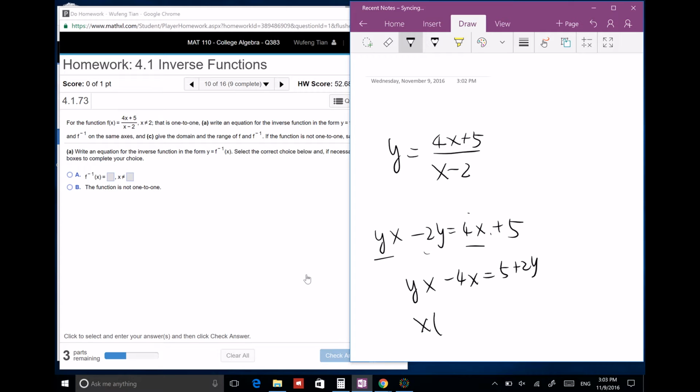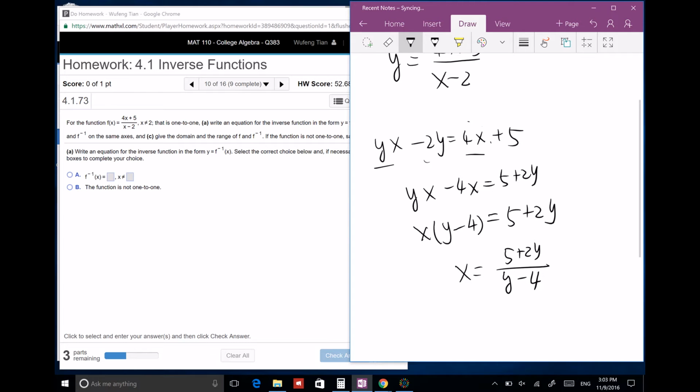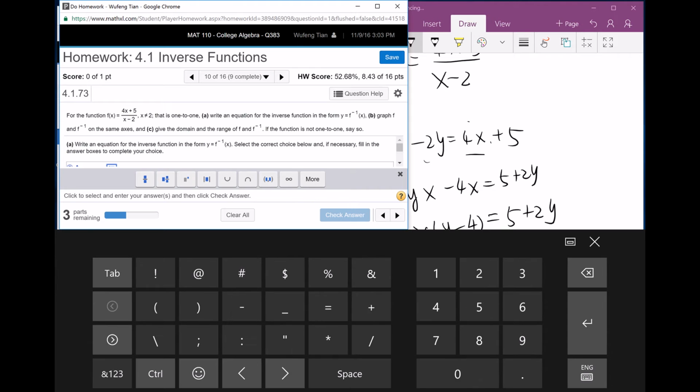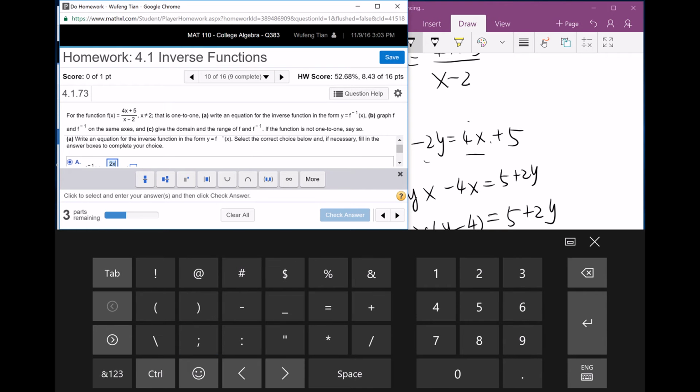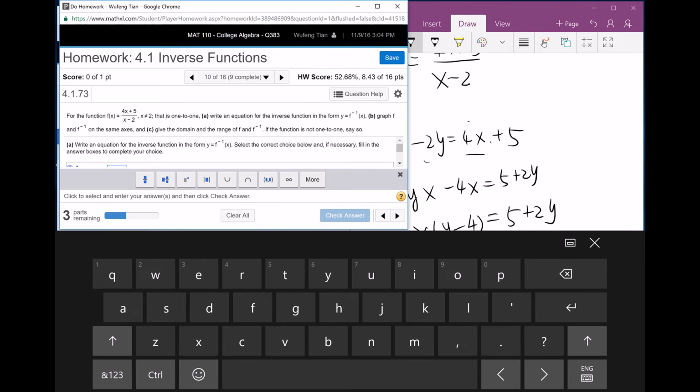And x is common, so x times (y minus 4) equals 5 plus 2y. So solving for x, x is (5 plus 2y) over (y minus 4). So the inverse function, when you change the variables, is (2x plus 5) divided by (x minus 4), and x not equal to 4.